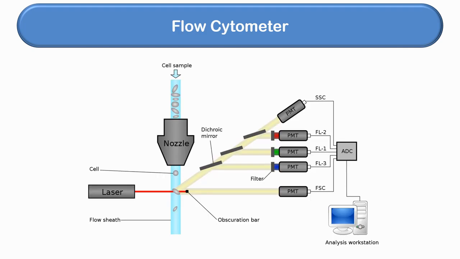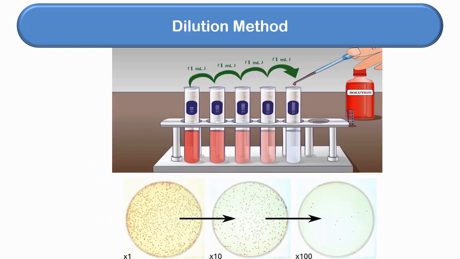A flow cytometer works on a similar principle, but in addition to counting, it can measure cell size and even differentiate between live and dead cells. When used in conjunction with fluorescent dyes and antibodies to tag cells, it has been used to differentiate between gram-positive and gram-negative bacteria. We can estimate the viable count in bacterial suspension using the dilution method.